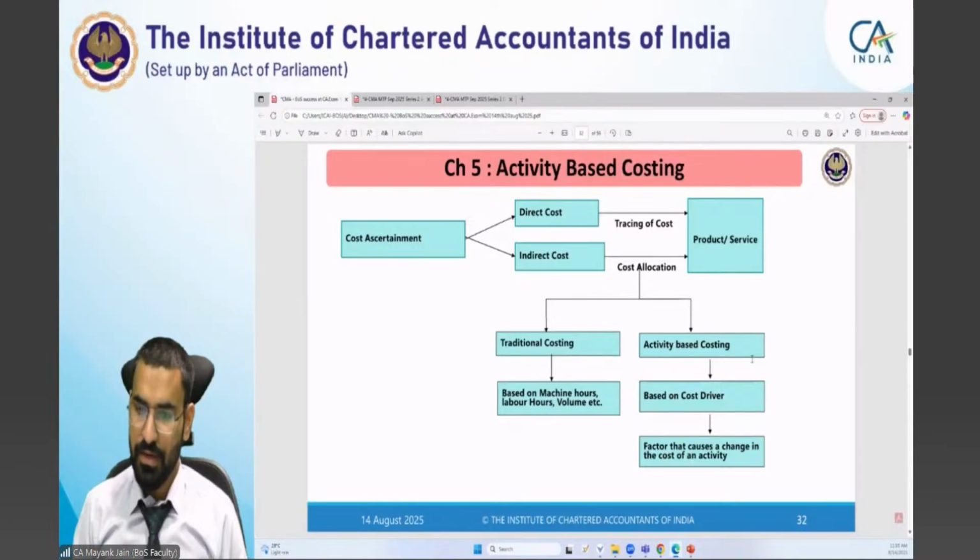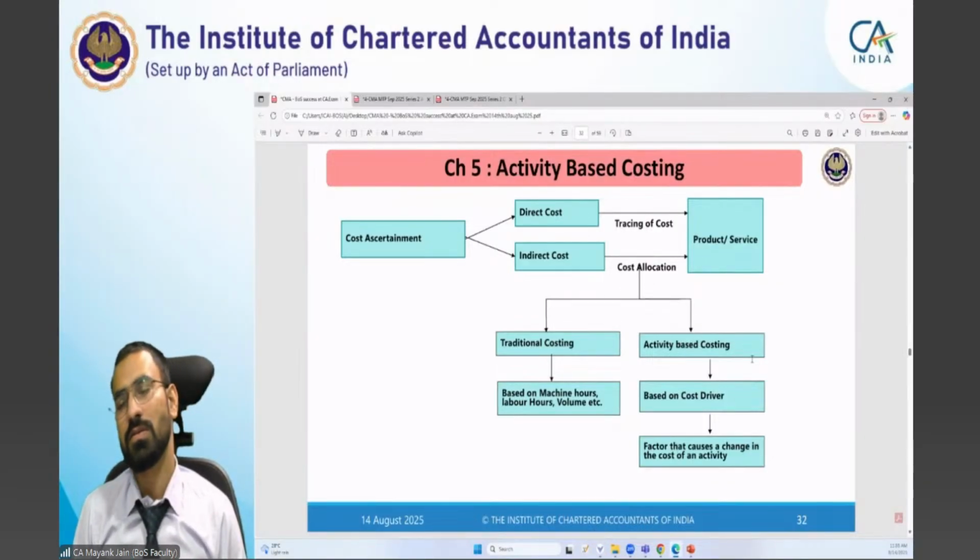ABC we have already covered. Basically, this is the further part of overheads, how the overheads are distributed. For current companies, they don't use the traditional costing methods. They use the new costing methods like ABC. How the cost is divided.